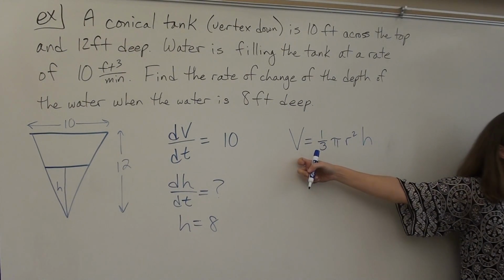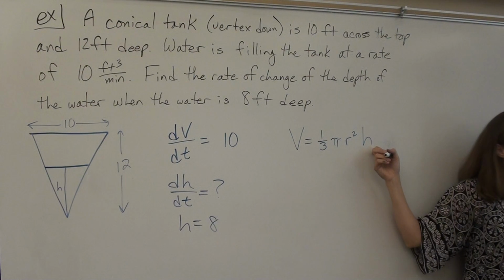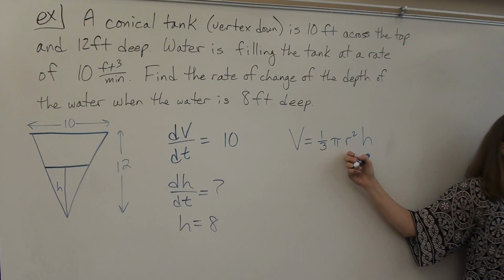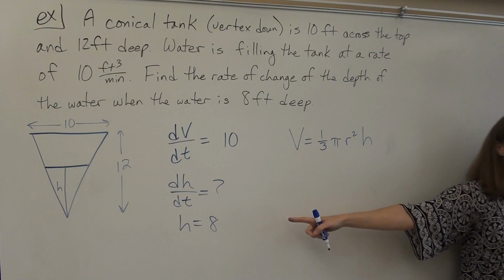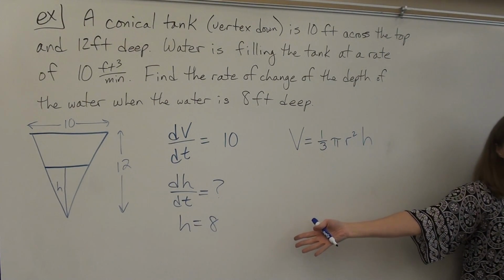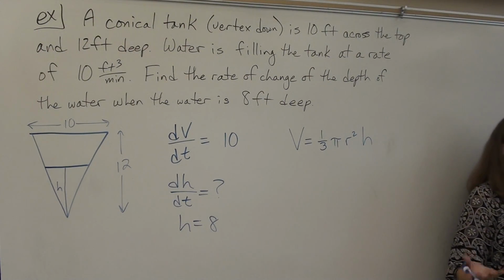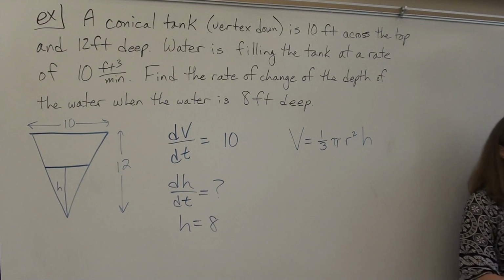We know dV/dt. We want dH/dt. Do we know or want dr/dt? We don't. Is it listed over here? No. If it's not listed, we need to get rid of that variable. Now, how do we get rid of a variable? Sometimes in the problem, they'll give you the information straight up to get rid of it.